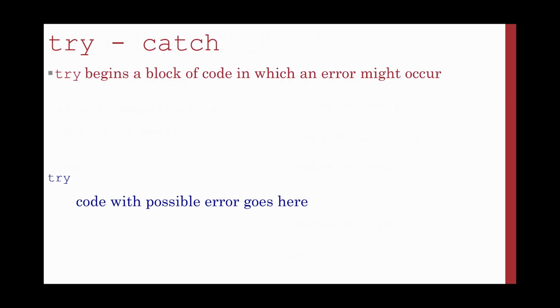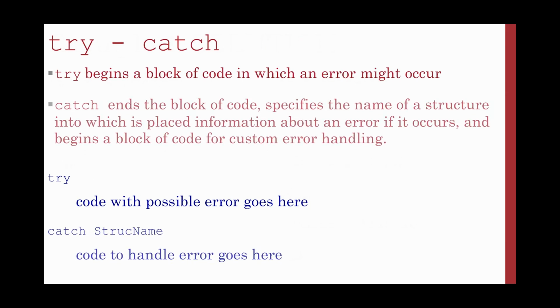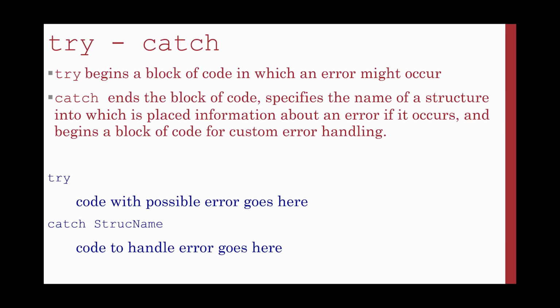So what do try and catch do? Try begins a block of code in which an error might occur. So it's try, and the code with possible errors goes there. Catch ends the block of code, specifies the name of the structure into which is placed the information about the error that occurs, and holds the block of code for custom handling. And then end marks the end of your try catch code.